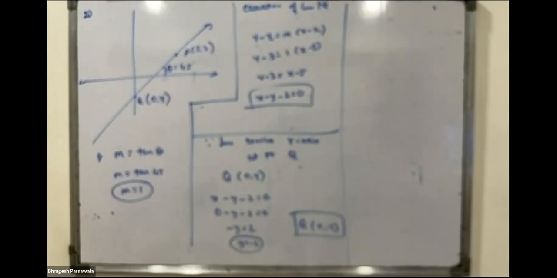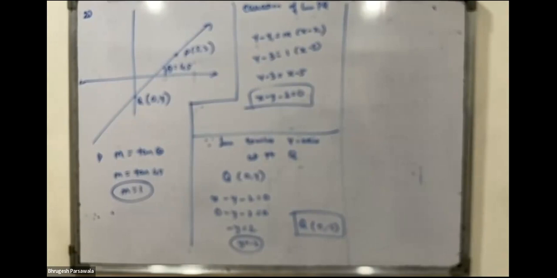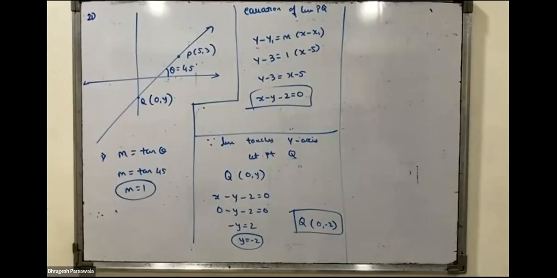Sir, can you explain the sum again? Yes beta. See, if you observe the angle of inclination, theta, how much is theta, beta? 45 degrees, sir. Yes, 45 degrees. So basically the angle of inclination is 45 degrees. So the slope is tan 45, which is 1.